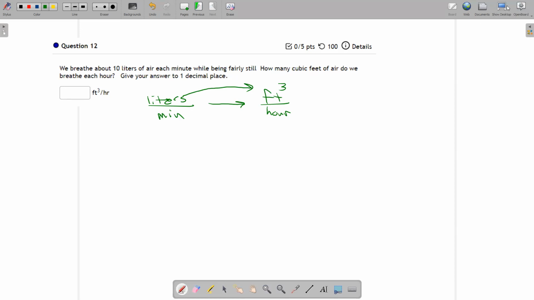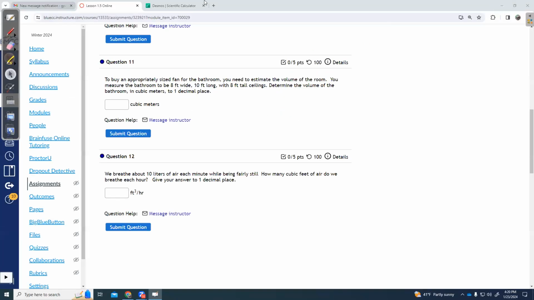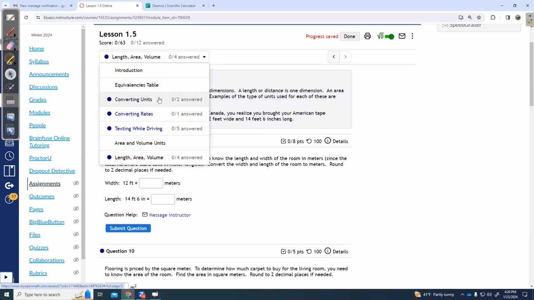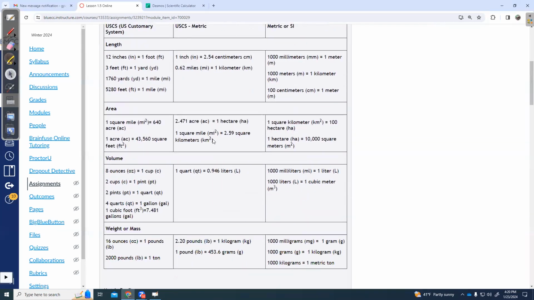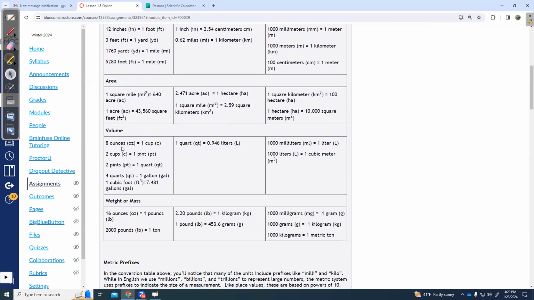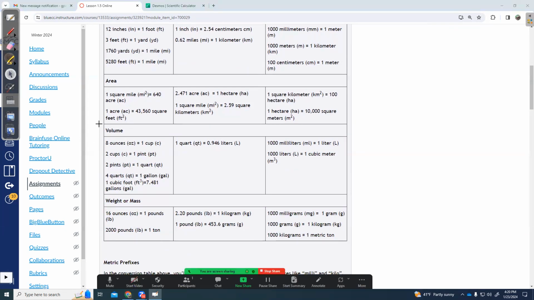So let's look at our cheat sheet, see what we got that can help there. So we're playing with the volume here, and ounces and cups, cups and pints, cubic feet. Hey, we're looking for cubic feet. So 1 cubic foot is 0.7481 gallons. So then I would just need to be able to convert liters to gallons. And here we have liters to quarts, which is close. Over here, I have liters to cubic meters, and then we could convert meters into feet. So there's a couple of options here on how you could do this.